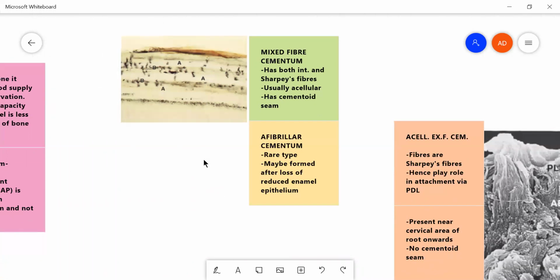There is another rare type of cementum, afibrillar cementum, which may be formed after the loss of the reduced enamel epithelium. It has no fibers in it. It is just calcified.